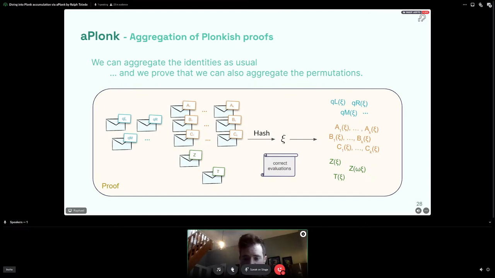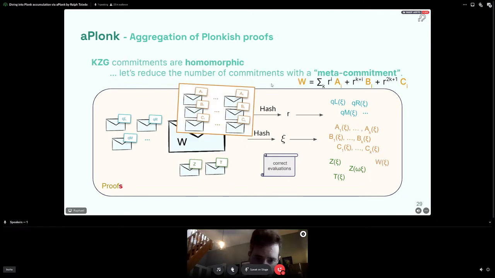Now what we have left, which is linear in the number of proofs, is our wires A, B, and C. So what we're going to do, the same as SnarkPack, is batch all these commitments. Why can we do that? It's because KZG commitments are homomorphic. And so we can batch them together with some randomness. Now that we batch the A, B, and C commitments in the group space, we have to add the corresponding checks in the evaluation space and for the verifier.